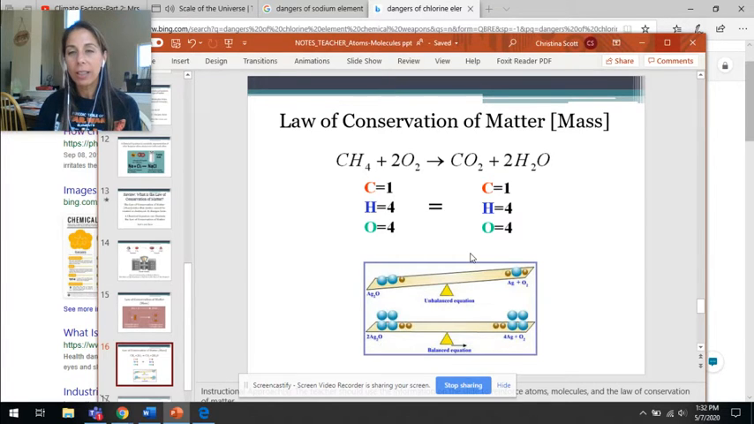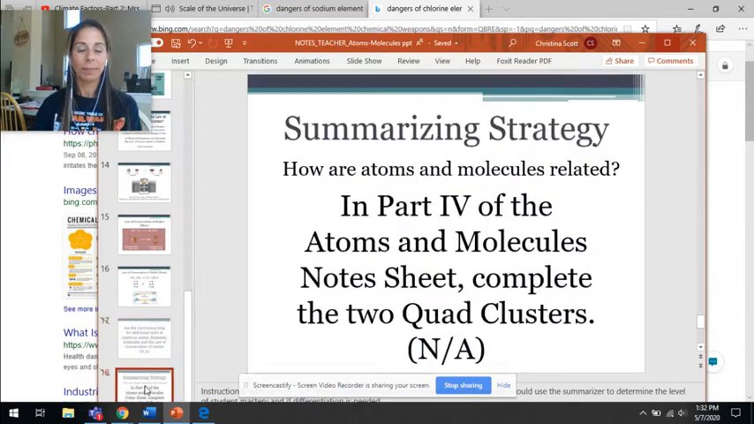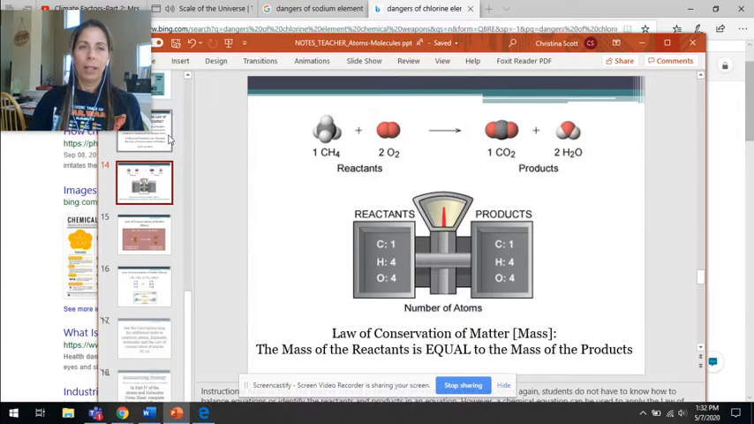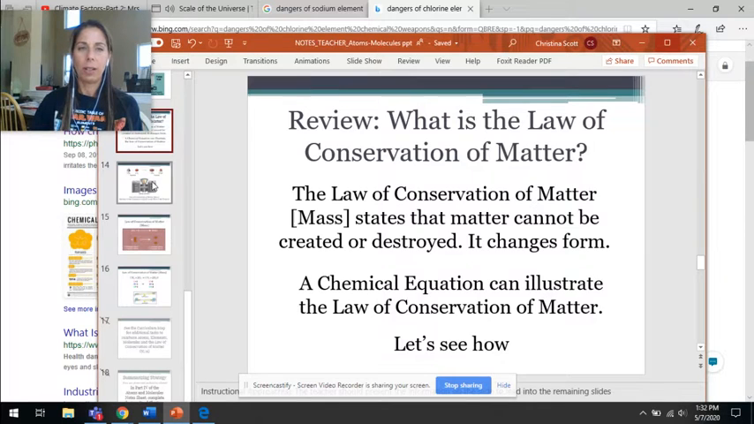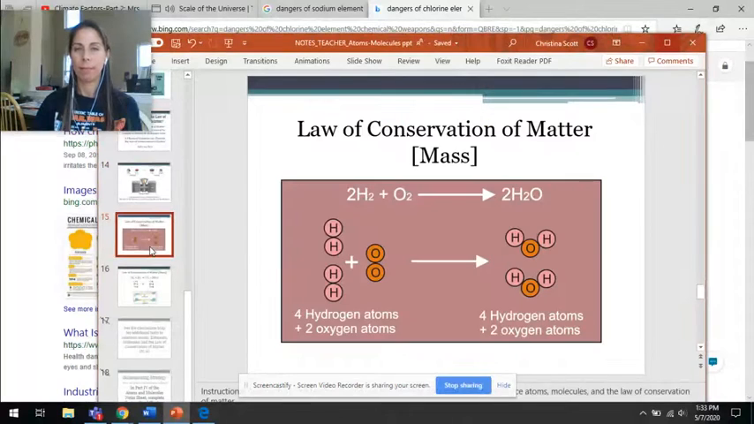Oh, this sucks. Law of conservation. Law of conservation of matter.